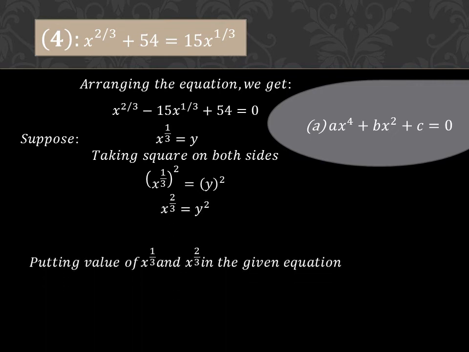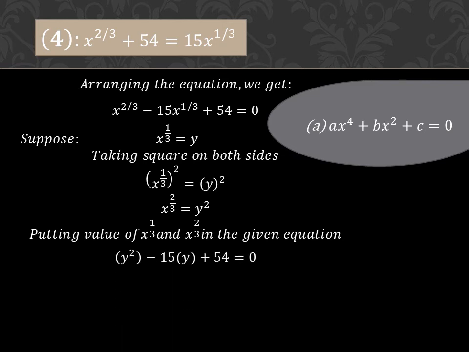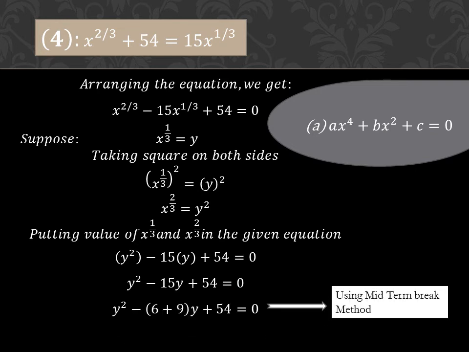Now we will replace it. We will get y square minus 15y plus 54 equals to 0. Now the next step is to take common, but there is no common digit, so we will directly break the midterm. 15 now we have written as 6 plus 9, which is 15, and 6 9 times 54. So both the things are here correct.